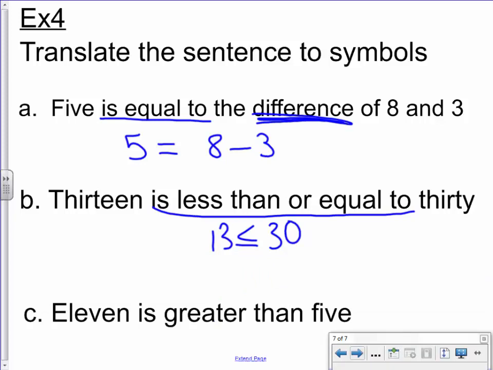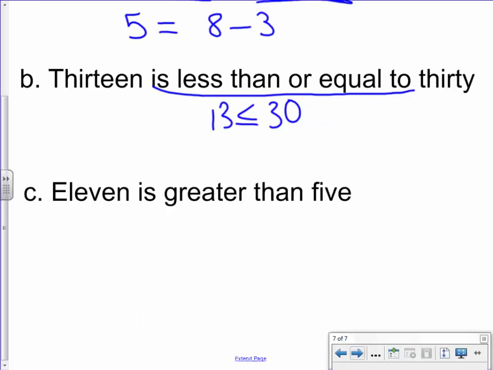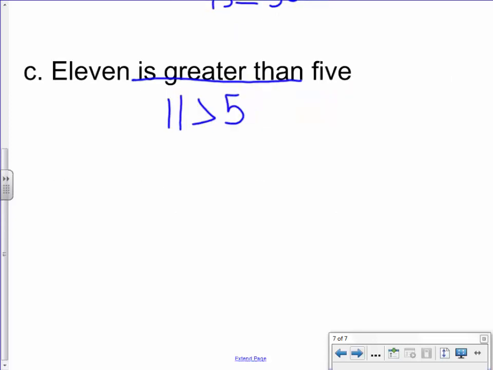And the last one, C, 11 is greater than 5. Again, find the symbol that we're looking for, the inequality or the equal sign. Is greater than is going to be there. We have 11 greater than 5 here. Okay. Somewhere in your notes, if you need to, you should write down what the inequalities are again if you've forgotten them.